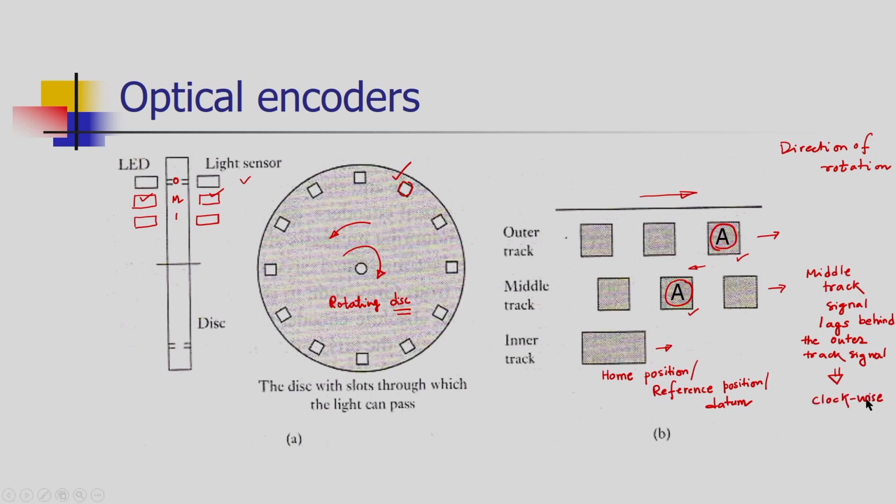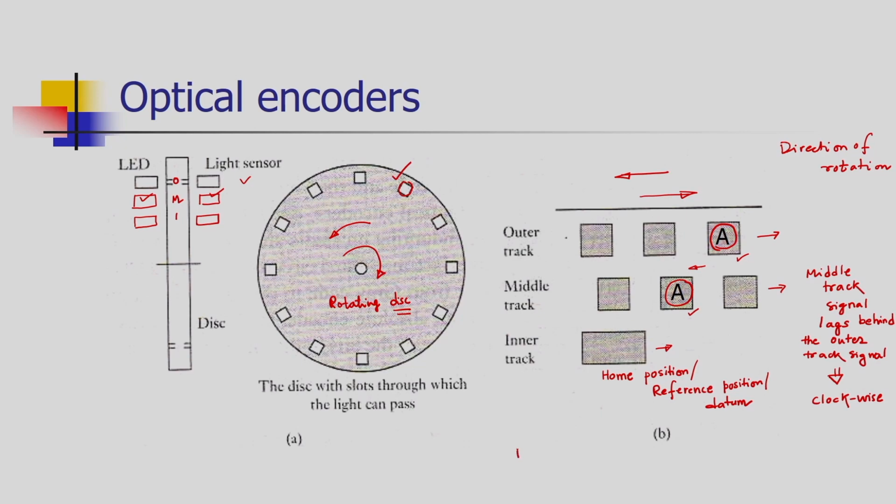The information that the disc is moving in a clockwise direction. Now consider the disc is moving in anti-clockwise direction. So what is happening now? The pulse which is passing through hole A in the middle track will generate the electrical signal first, before the signal produced in the outer track. So when the middle track leads, then we are getting the information that the disc is moving in anti-clockwise direction.